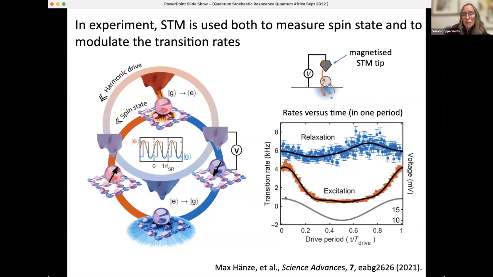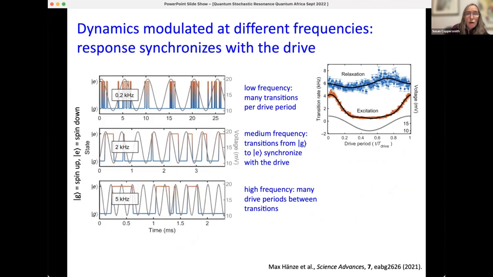And this is the voltage. This line here is you apply the voltage, and that voltage causes the rates to vary in this way. Then what we can do is see what happens to the dynamics of this quantum spin.